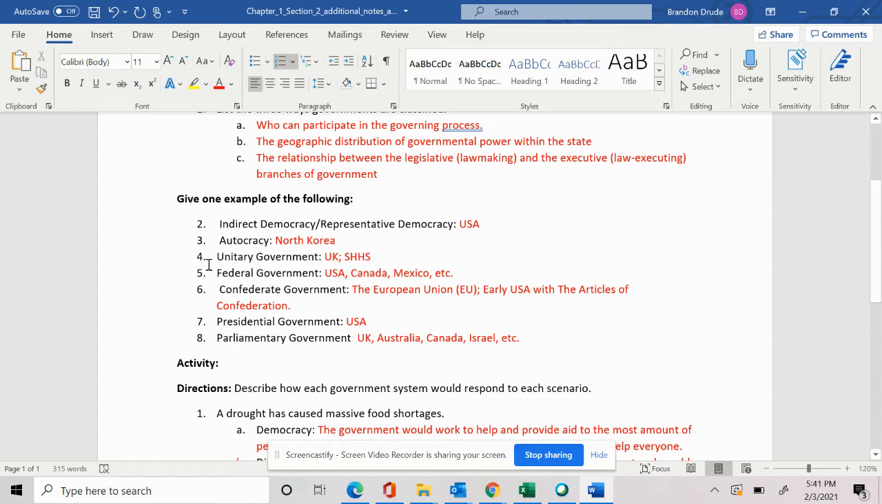A federal government, a good example of that is the United States, where the power is shared. So the USA, Canada, and Mexico are great examples of federal government.